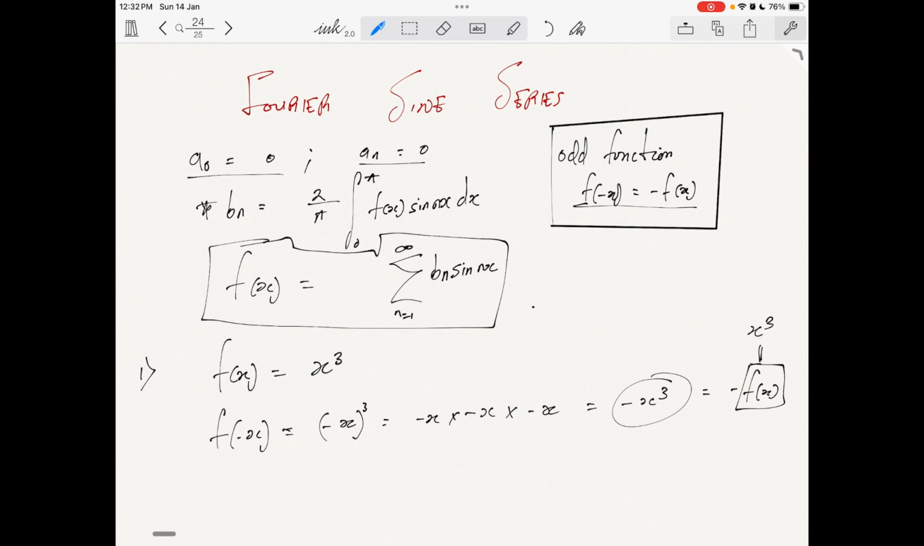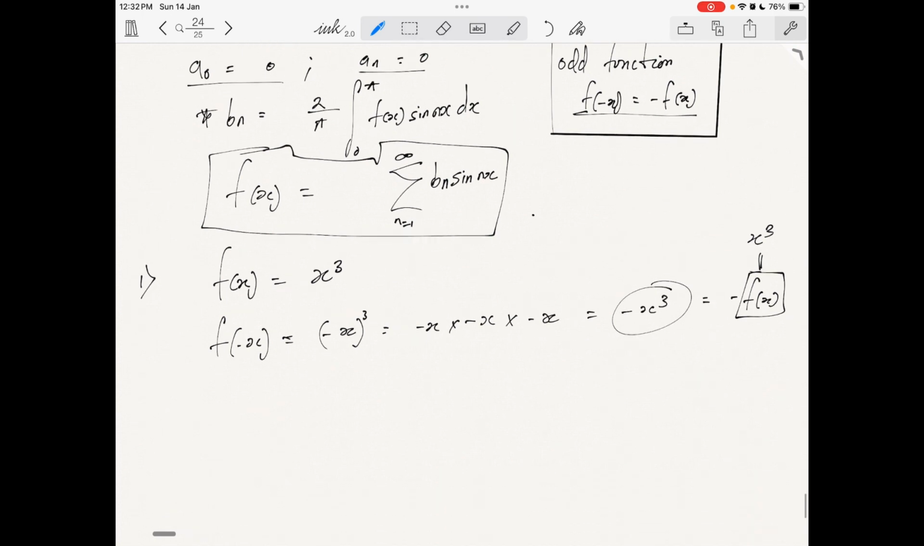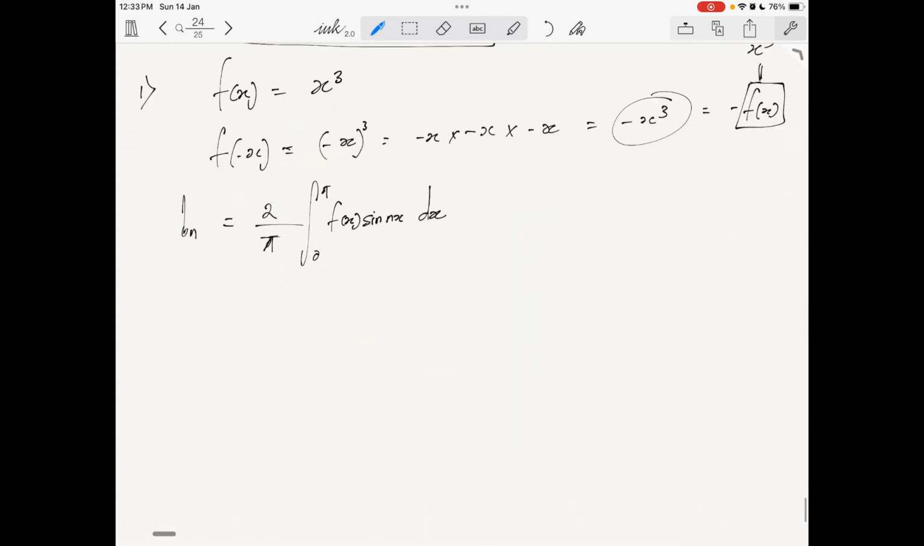So since we know it is an odd function, obviously a sine series, all we have to evaluate is bn. So bn, according to the formula, is 2 over pi integral of 0 to pi f of x sine nx dx. Now we input our f of x to be x raised to power 3. So bn is 2 over pi integral from 0 to pi x raised to power 3 sine nx dx.